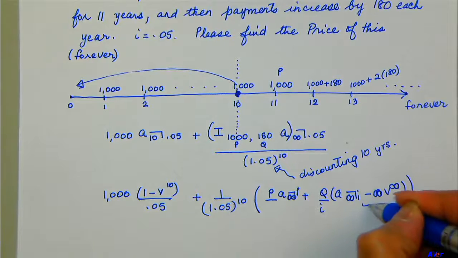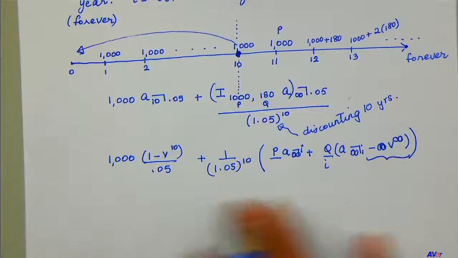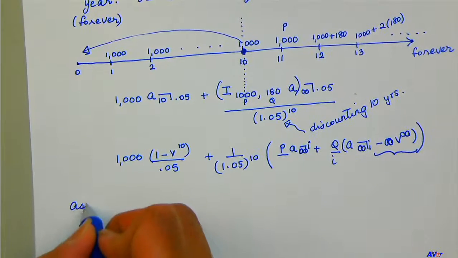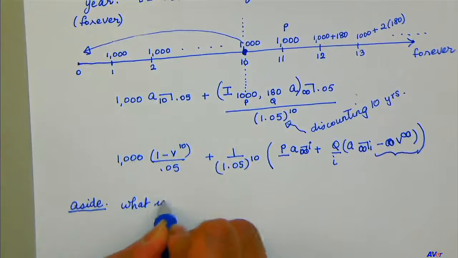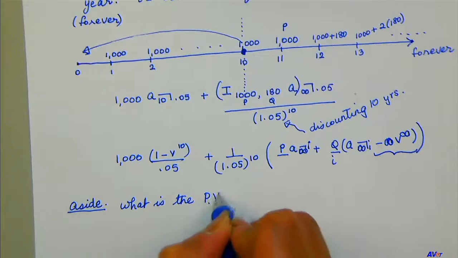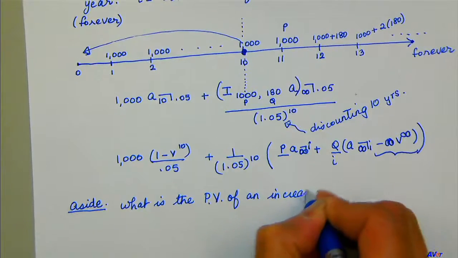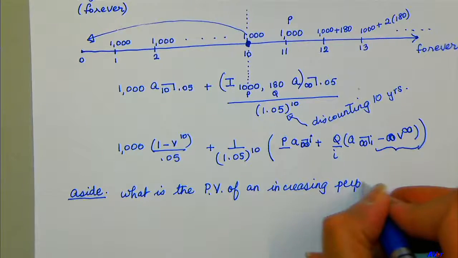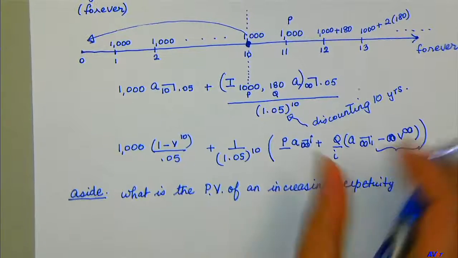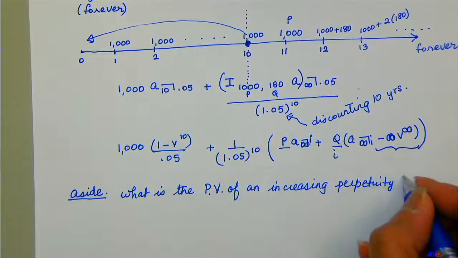Right? So this is going to be a little bit of a problem. I have to fix that by L'Hopital. So let me go somewhere else right now. So, aside, what is the present value of an increasing perpetuity? If I could get that, I could go back and plug it in here and be done, right? What is the present value of an increasing perpetuity?